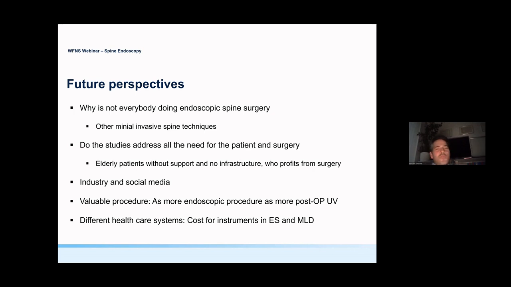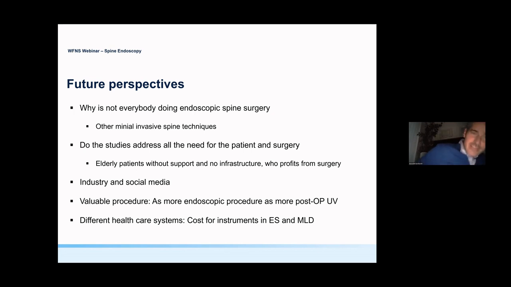We have to evaluate which patient profits from the surgery and which not, because lately, at least in the United States, the health insurance companies came up with the term valuable surgery. And because the number of transforaminal endoscopic procedures has risen, also the number of patients that are going to the emergency rooms or to other hospitals has risen too after the procedure.